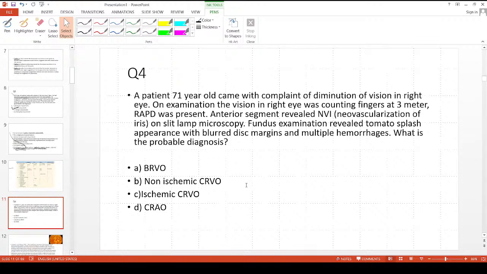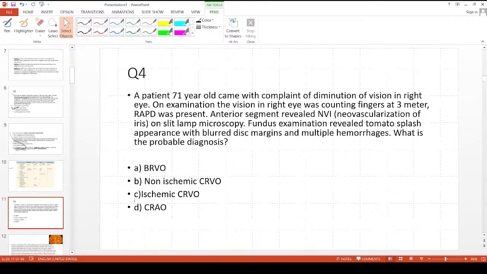So we just saw a vein occlusion diagnosis in the last question, but now what they have given in the options is all vein occlusions and just one CRAO. So you need to distinguish and fix in your mind which vein occlusion this is. Is it a branch vein occlusion, an ischemic complete retinal vein occlusion, or a non-ischemic complete retinal vein occlusion?